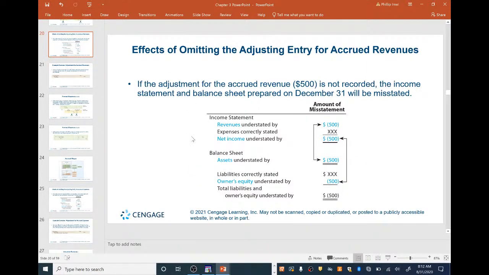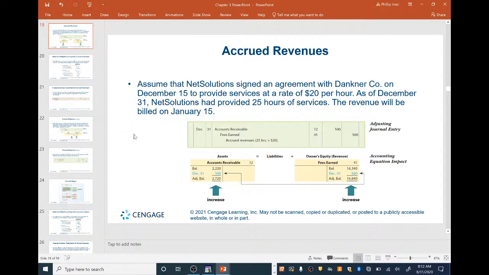Okay, now let's just talk about some effects that would happen if we do not make that adjusting entry at the end of December, right? So once again, we're talking about this right here. So if Net Solutions did not make this adjusting entry to accrue for revenues, what's the impact on the financial statements if we omit this entry? Let's look here. Remember, it's for $500, right? We're saying they owe us $500, the accounts receivable, and we've counted it as revenue, saying we've earned that money at $500. So let's look at the results of how this will help show how it impacts the accounting equation as well.